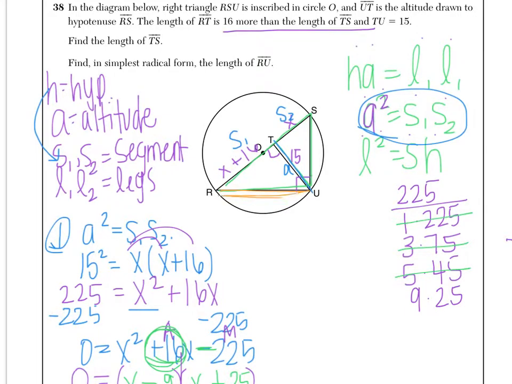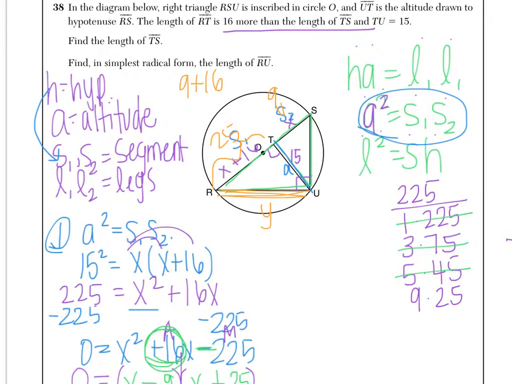So here's RU over here. We don't know what it is, so I'll say that it's Y. I can't use X because X was already used. We found that X is the length of 9. And then X plus 16 is whatever 9 plus 16 is, which happens to be 25.